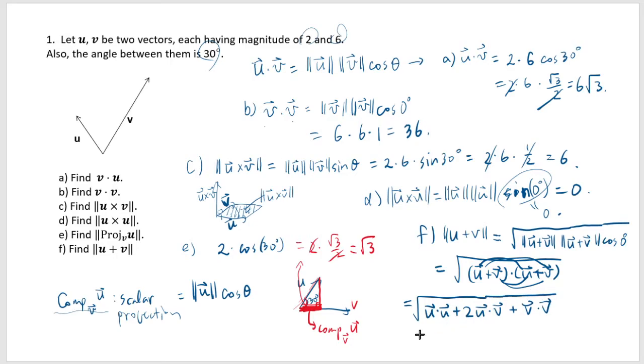Well, we already did U dot V because that's 6 radical 3, right? And then V dot V, we did that too, that's 36. And U dot U would be norm of U squared, but the norm of U is 2, so it's 2 squared, which is 4. So the answer is square root of 40 plus 6 radical 3.